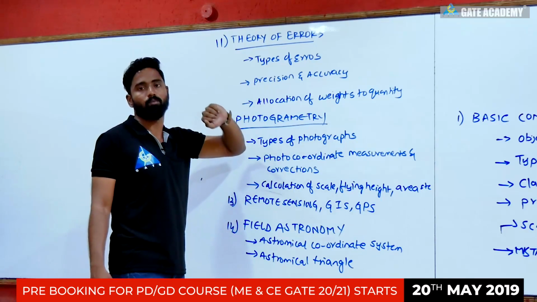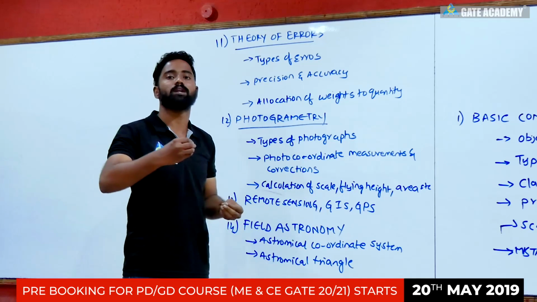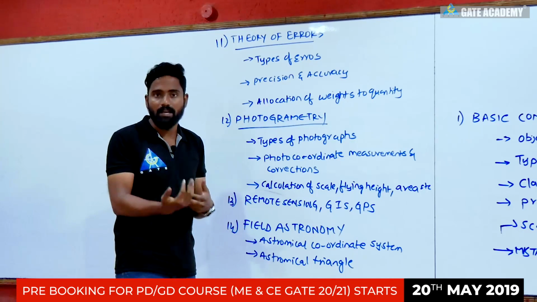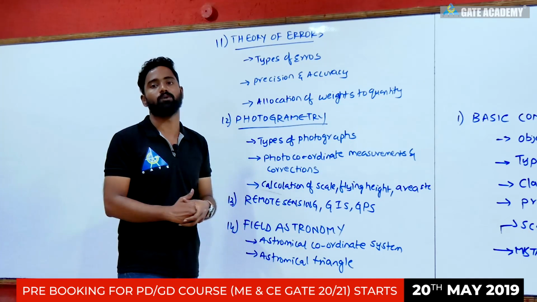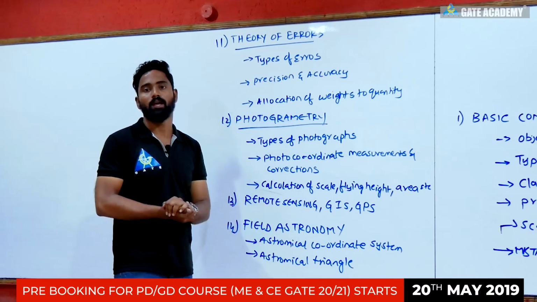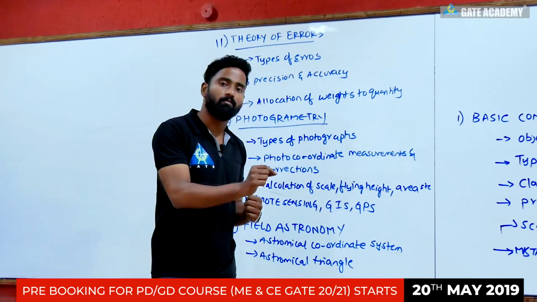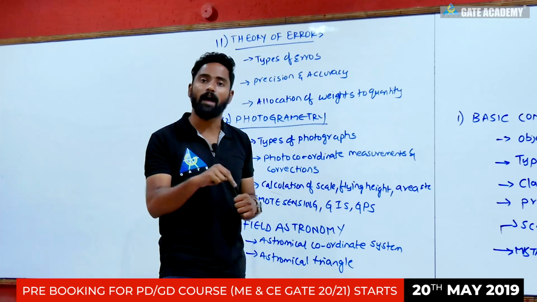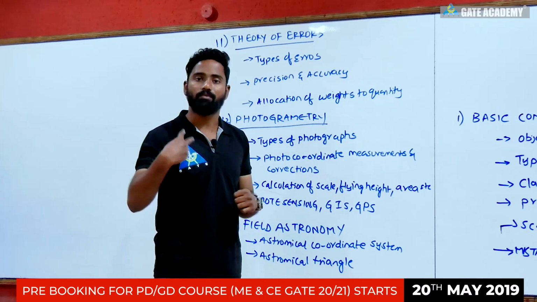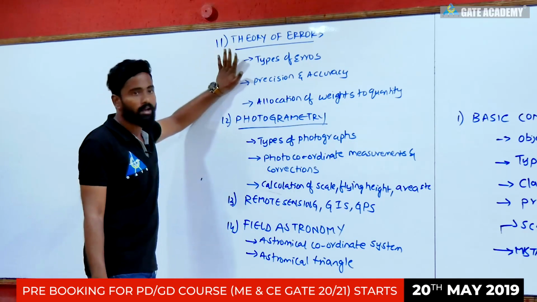What is meant by precision, what is meant by accuracy, and weightage factors will be given to each and every measurement. After weightages, what is the standard deviation, what is the most probable value, and allocation of weights to the quantity. If you add two quantities and there is error in both, what is the error in the added quantity? If you are multiplying, dividing or subtracting, what is the final error in the quantity? All those things will be discussed in theory of errors.